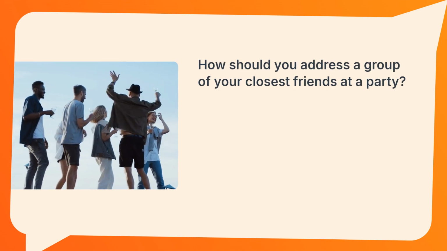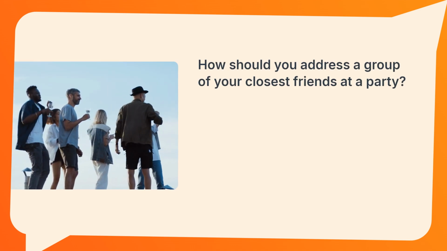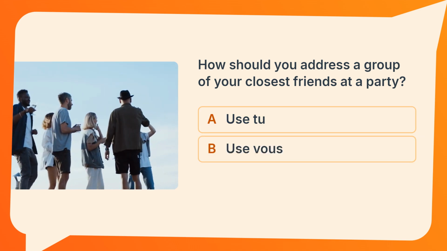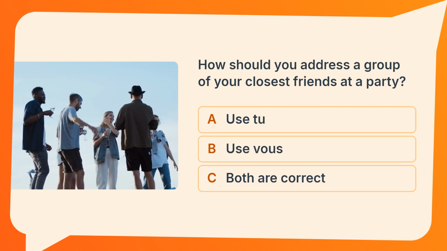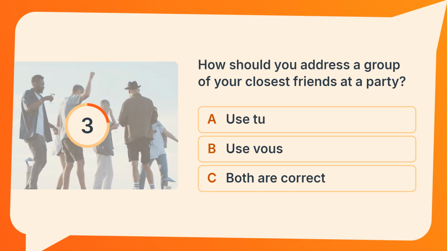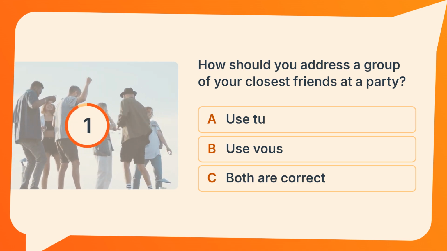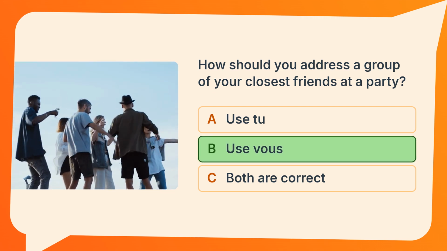How should you address a group of your closest friends at a party? Do you use tu? Or would you use vous? Or are both options correct? The correct answer is vous, because it's a group of people.